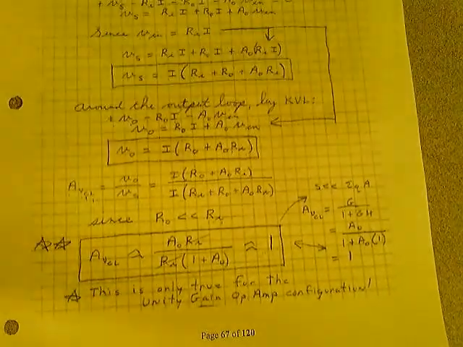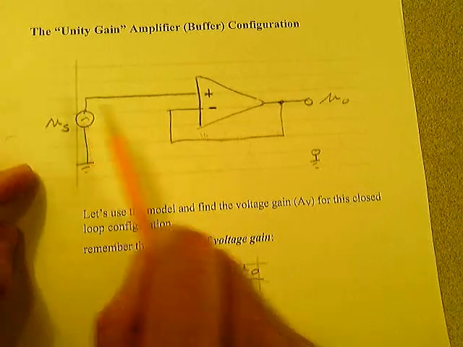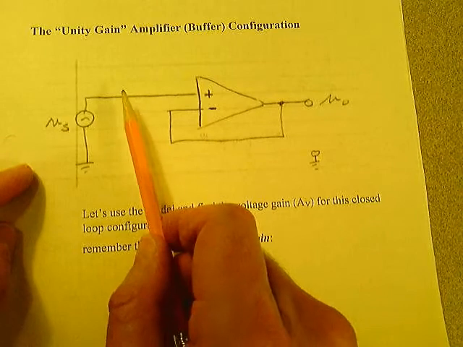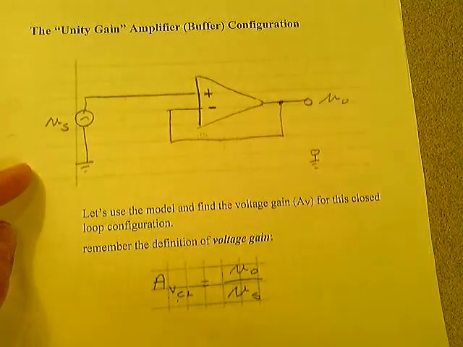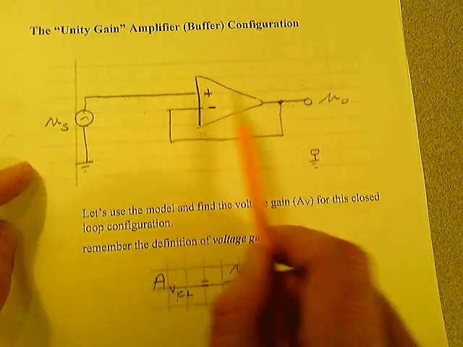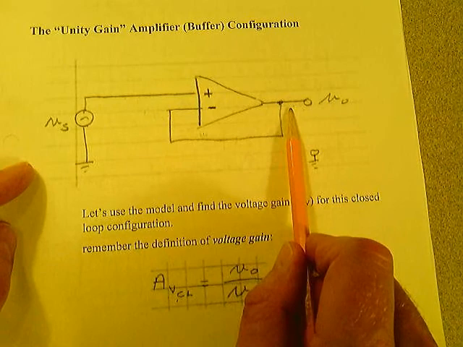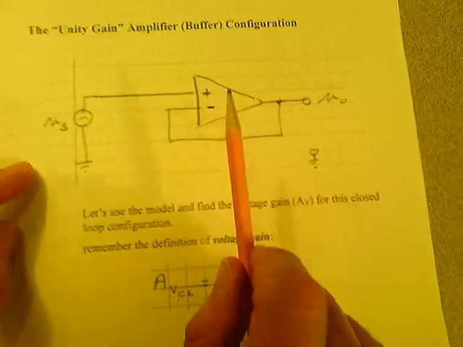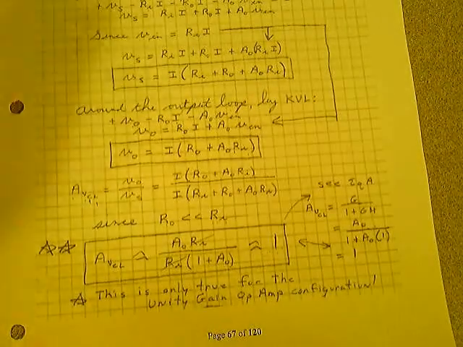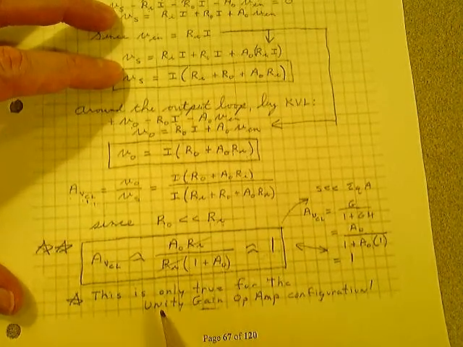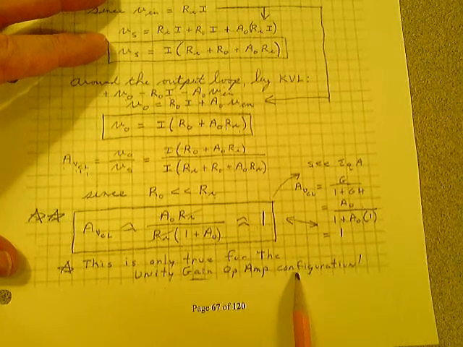When you have this configuration, if you have 10 volts here, you get 10 volts out. If you have 2 volts here, you get 2 volts out. If you have a minus 5 volts here, you get a minus 5 volts out. You might say, well, what good is that? Well, you're going to see in an application in a minute what that does for you, and in your second lab we're going to talk about that. But this gain is only true when you recognize you have a unity gain amplifier.